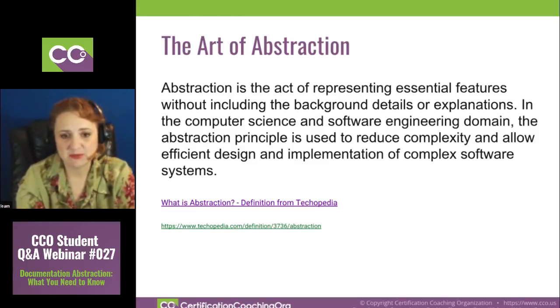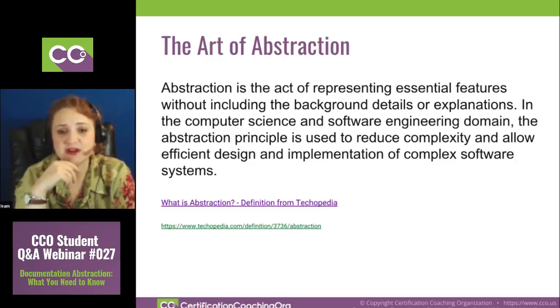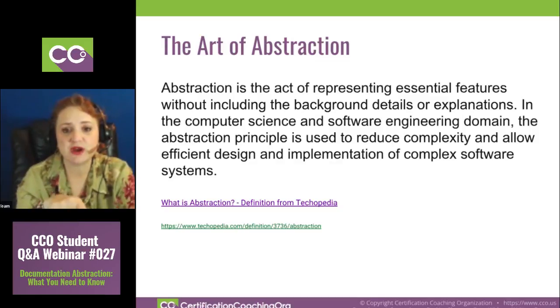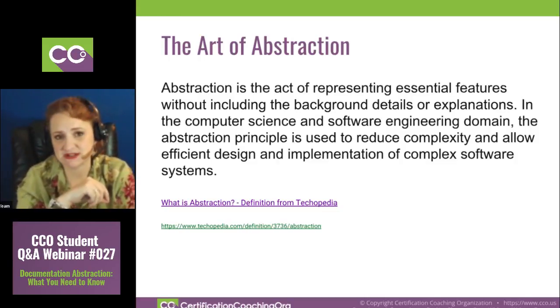So I've got examples of that, but this definition of abstraction is the act of representing essential features without including the background details or explanations, because we just know it, right? In the computer science and software engineering domain, the abstraction principle is used to reduce complexity and allow efficient design and implementation of complex software systems.